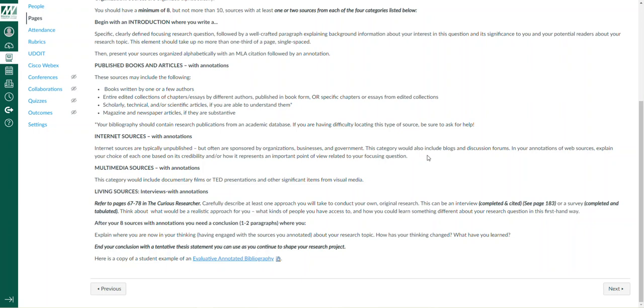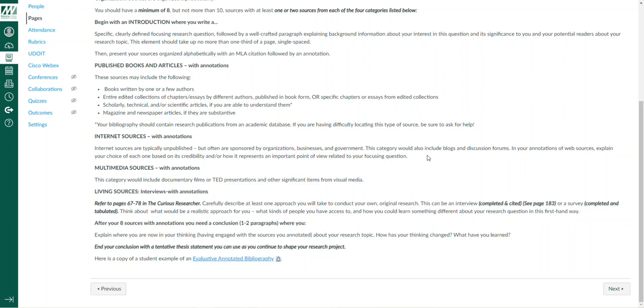So you have 4 categories. If you're not going to use an interview, or your topic isn't really allowing you to use one because you might be writing about dead people or old history type issues, I think you have to move yourself into more of the published books and articles phase. If you can find some films or TED presentations, that's fine. You can use 1 or 2. You have to have about 2 from every category.